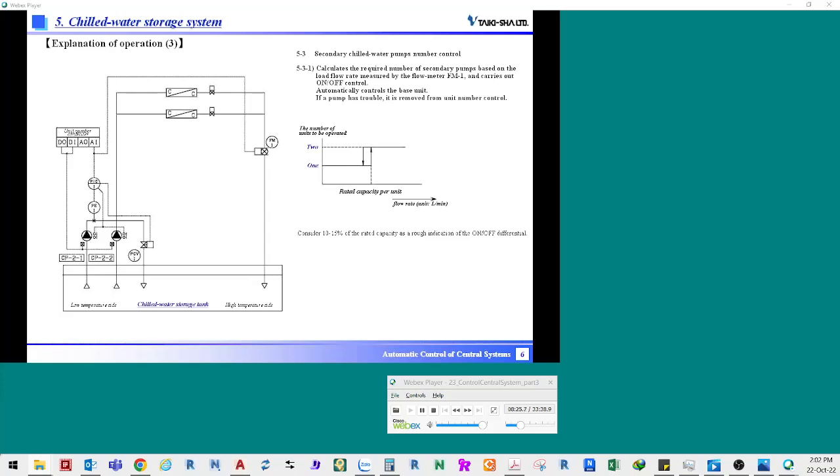If a secondary chilled water pump has trouble, it is removed from unit number control. New startup and stop directions are not output to it. The characteristics of the startup forced operation period, the increment percentage, the on-off differential, and the start-stop determination interval are different depending on the type of pumps and air conditioning systems. It is necessary to review them based on the client's buildings.